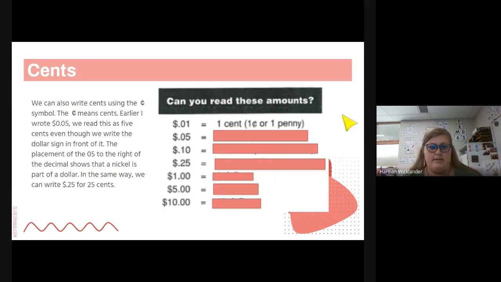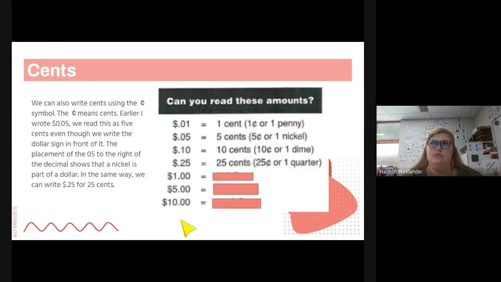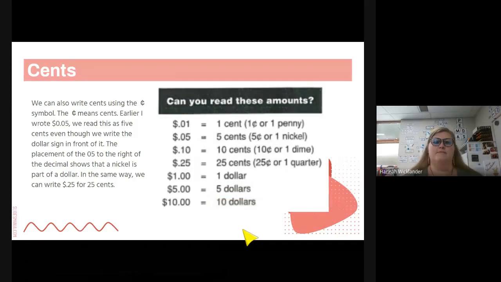Yes, good job, Juan. The .05 is 5 cents or 1 nickel. And then moving on to the .10, that's a dime or 10 cents. And then .25 is a quarter or 25 cents. And then the 1, 5, and the 10 you just write as the number followed by the word dollar. So $1, $5, $10. Does that make sense?